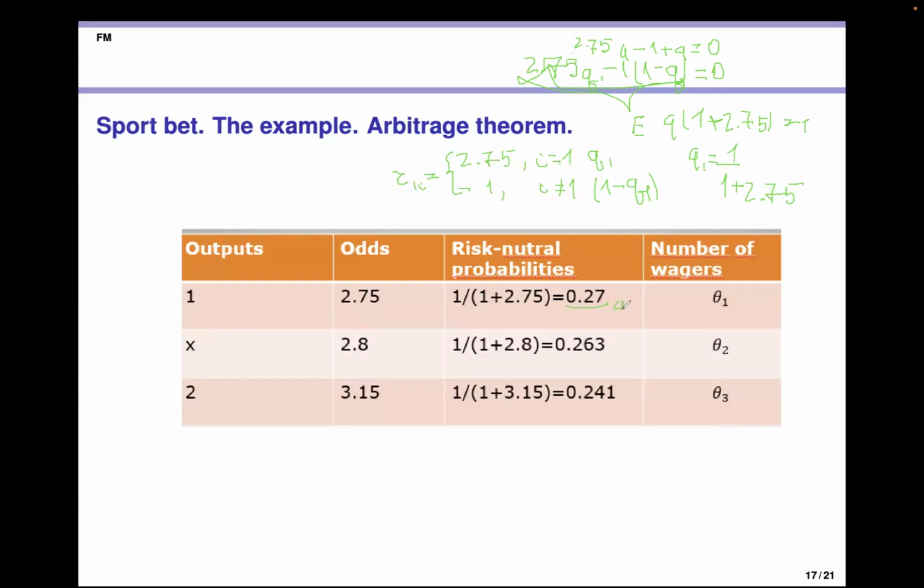So we have 1 divided by 1 plus 2.75, and it will be 0.27. It's Q1. And similarly, we can compute the risk neutral probability for this outcome, 1 divided by 1 plus 2.8, it is Q2. And this is Q3.